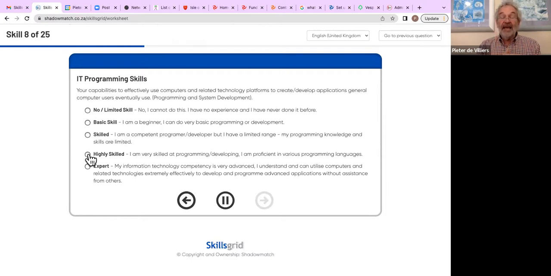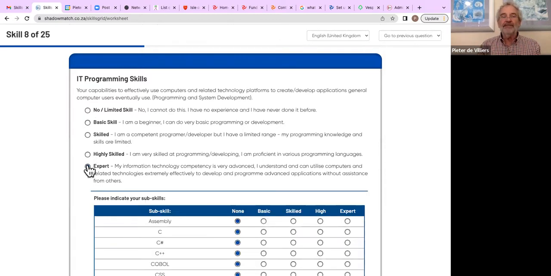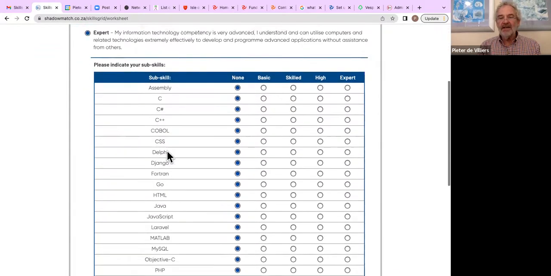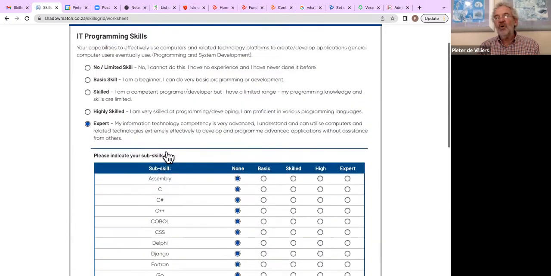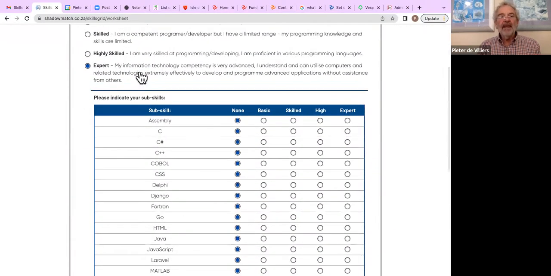Now this is also the same: if I say no, basic, skilled or highly skilled, I'm going to show this as an example. Let's say this individual has the idea that he's an expert on IT programming skills. Now the system asks, okay, in all these languages, show us where you are highly skilled. Remember, my information technology competency is very advanced. I understand and can utilize computers and related technologies extremely effectively to develop and program advanced applications without assistance from others.